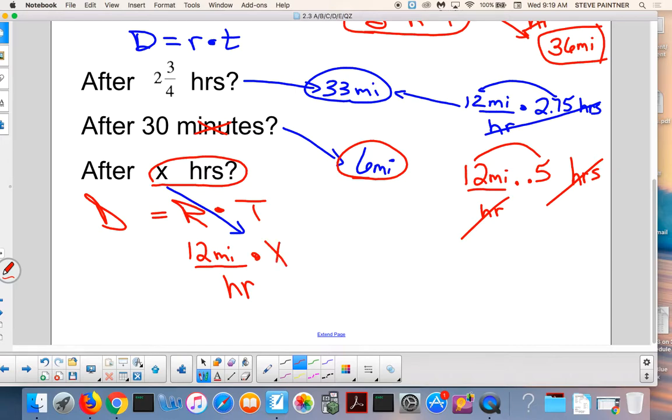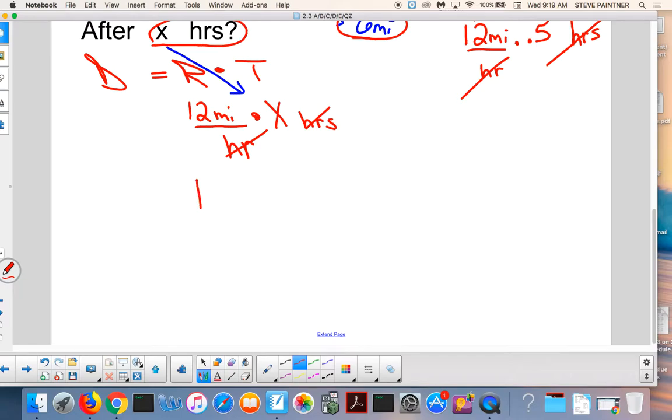Okay. Now, look at the hours. What are they going to do? Cancel out. So all this really says to you is this number 12 times this number, X. What's the answer? 12X. And what's the unit? Miles. So in other words, you really can't tell me how far you've traveled until I tell you how many hours you were traveling. So you guys, if I say X hours, you just say my speed times X would be how far I traveled. That's all you have to say.